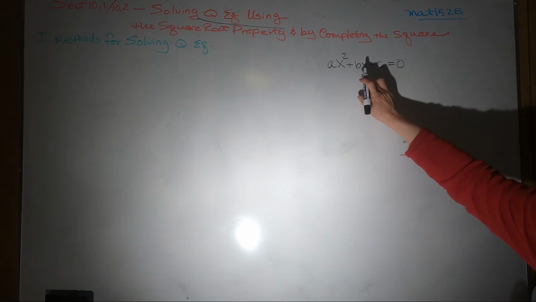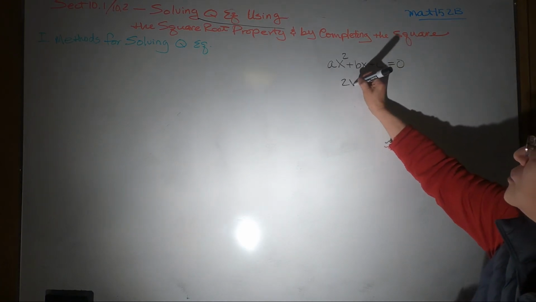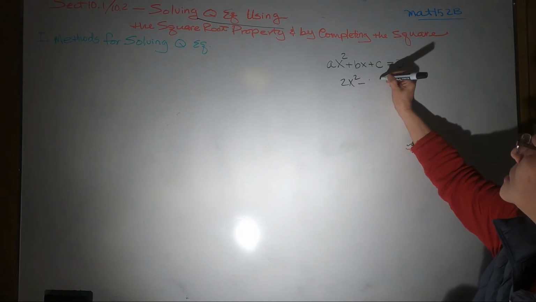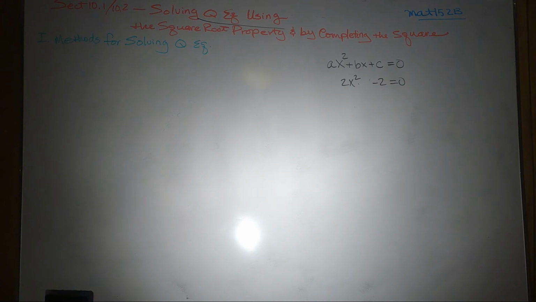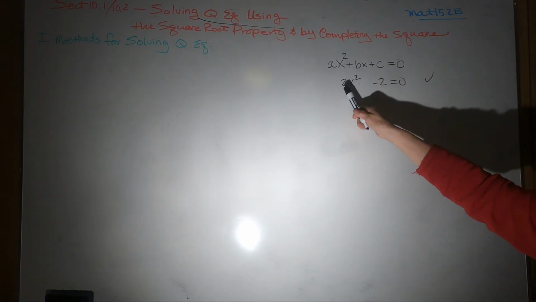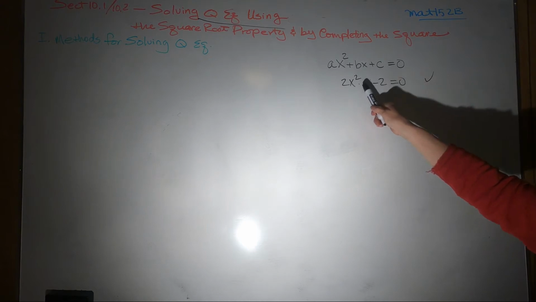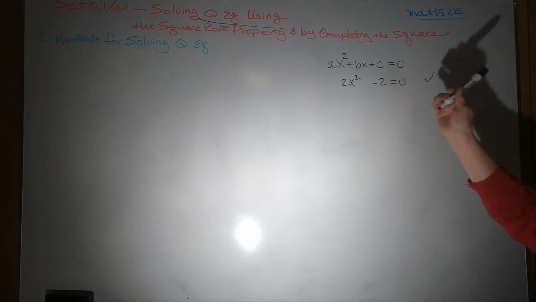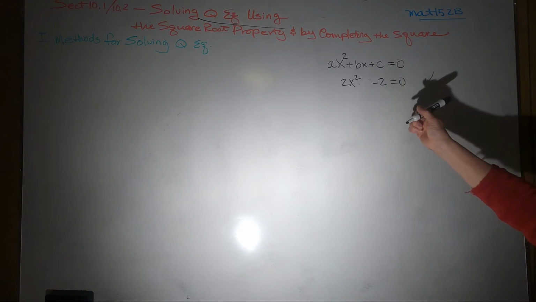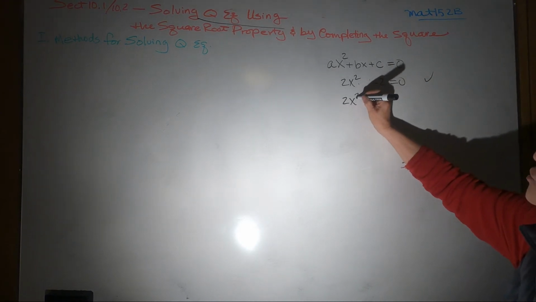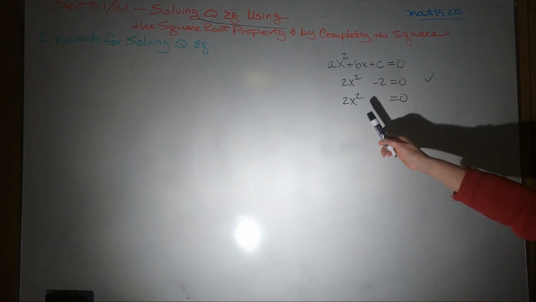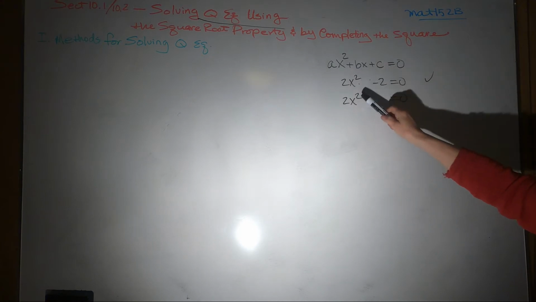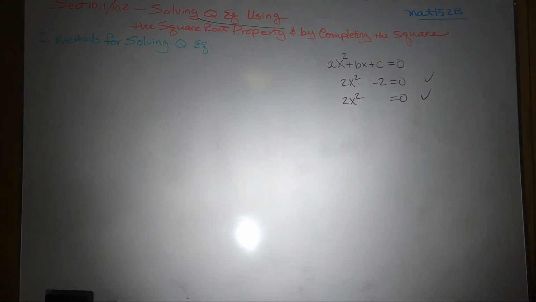So if you write, say, 2x squared minus 2 equals 0, is this a quadratic equation in standard form? Yes. What is A? A is 2. What is B? B is 0. Then C is -2. Even though B is missing. Or if you have 2x squared equals 0, is this a quadratic equation? As long as you have a square, that is a quadratic equation.